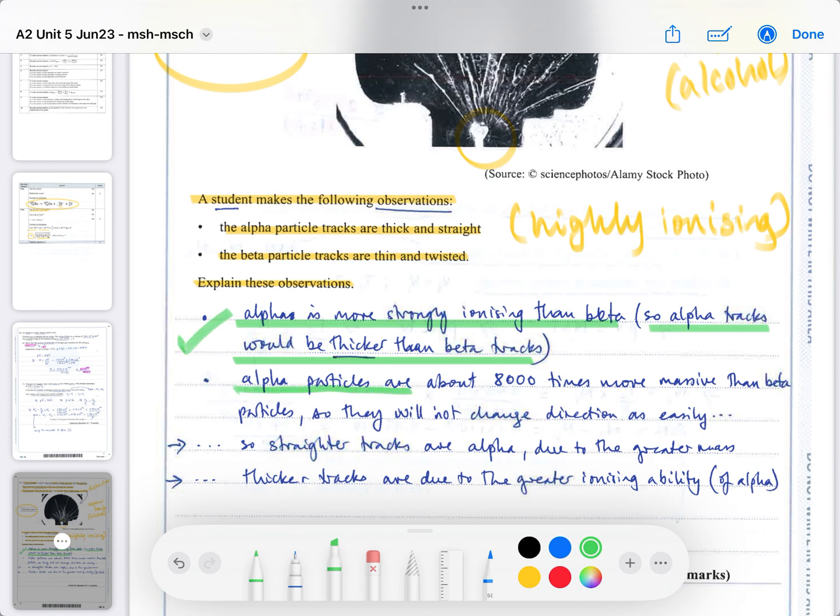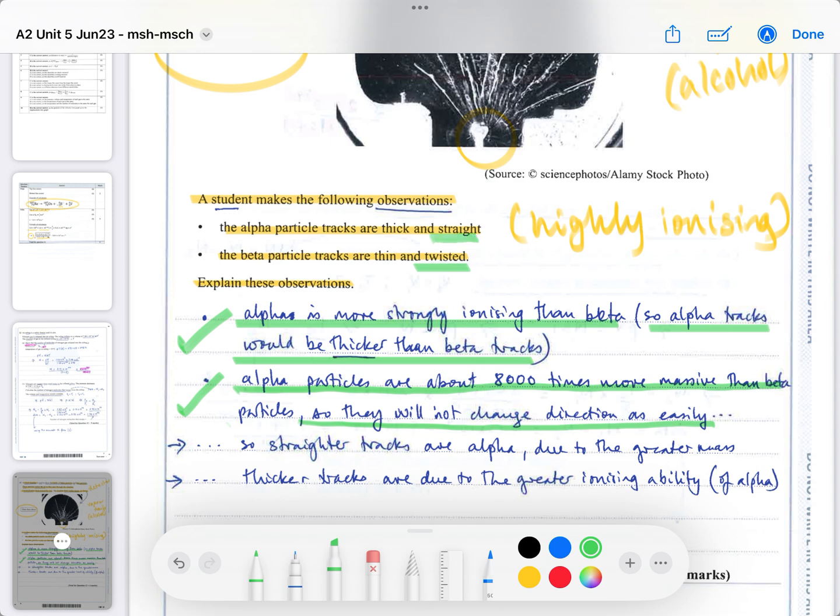Then alpha particles are about 8,000 times more massive than beta particles. If you think about it, alpha particles are made of 4 protons and 4 neutrons, and a beta particle is made of 1 electron. So they will not change direction as easily, due to the conservation of momentum. So that's another difference. They're not going to be twisted so easily, they're not going to be able to change direction so easily, they're going to be straight.